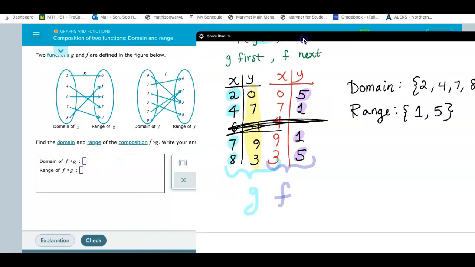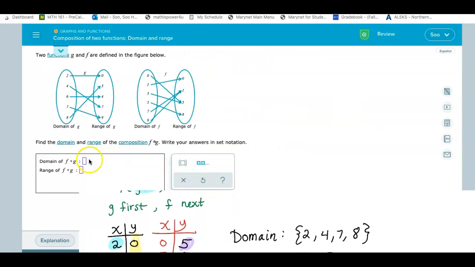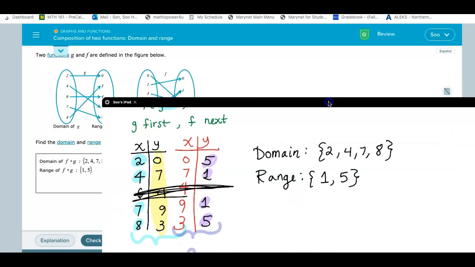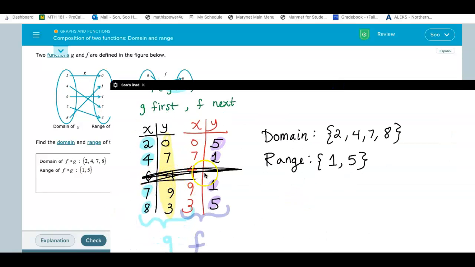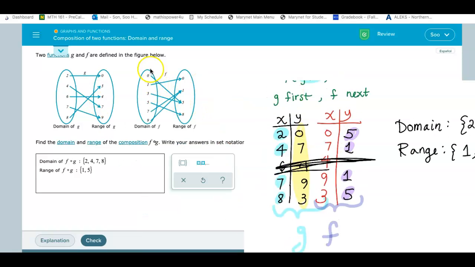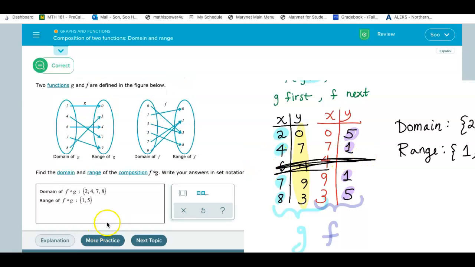I'm having fun with these. They're definitely different, but the domain is 2, 4, 7, and 8. The key is we need to get rid of the ones that failed on us. For example, that 6 going to 4: although 4 was in the range of g, 4 did not exist in our domain bubble for f. So that one doesn't get counted. And I click on check. Ta-da, that is good.